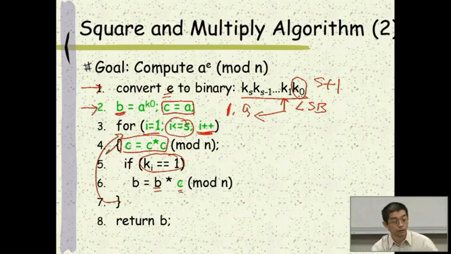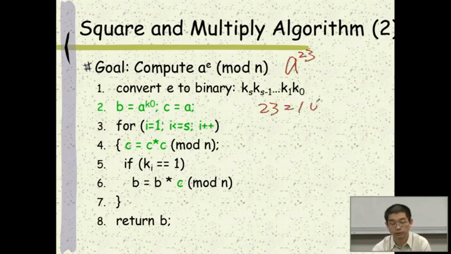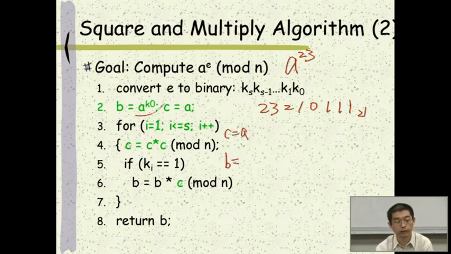Okay? So let's see from the same example again, a to the power 23, how we calculate this. 23, we know it is 1, 0, 1, 1, 1 in binary. And then in this example here, c starts with a, and then b starts with a to the power of k sub 0. And our k sub 0 is 1, so b also starts with a. And then I start from this bit here.